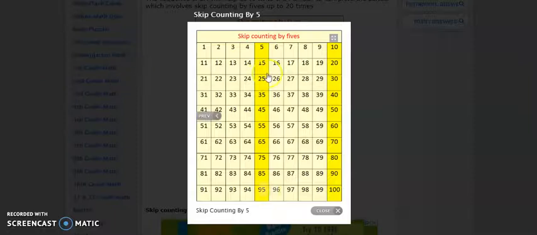Okay, so here we have our normal hundreds chart, and as you can see, the fives are highlighted, right? So can you see a pattern between the fives that you need to count? Okay. And all of them, well, most of them end in 5, right? All the numbers that you need to count by 5 either end in 5 or they end in 0. Okay?